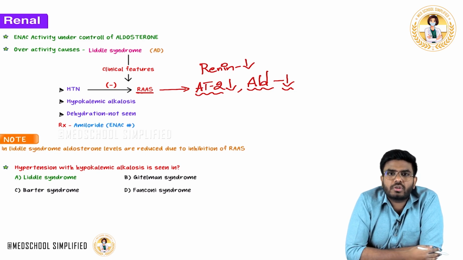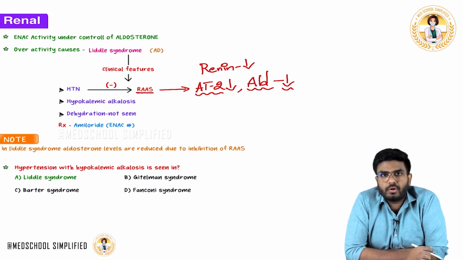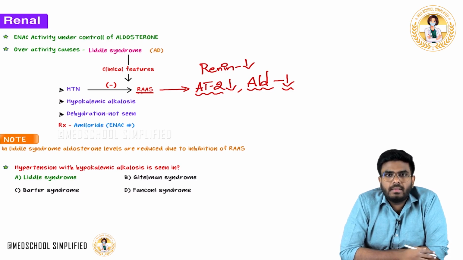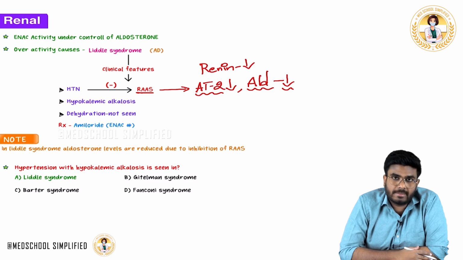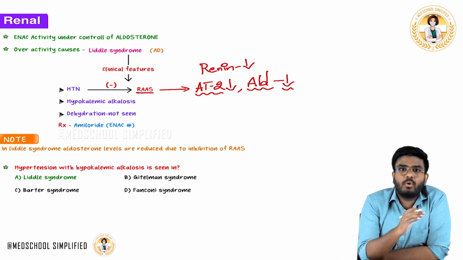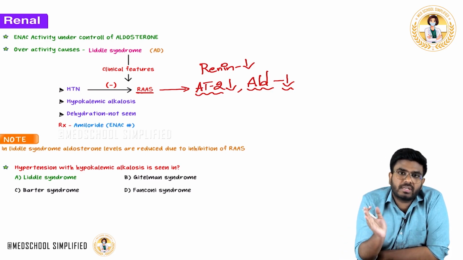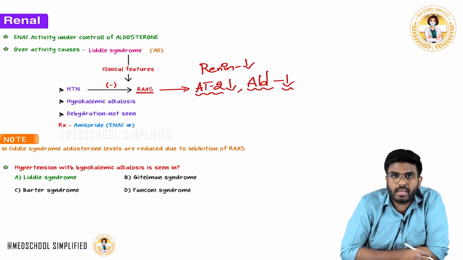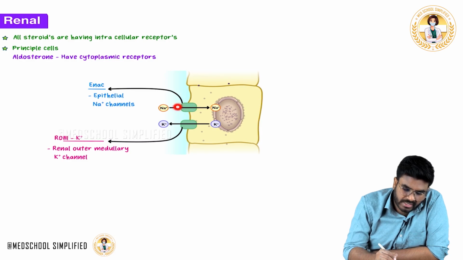Now we all know what aldosterone will do. It will excrete the potassium out of the body. But in this condition, aldosterone is not there. Yet more and more sodium is getting reabsorbed. Whenever more sodium is getting reabsorbed, more potassium needs to be excreted out. So more potassium excretion means the patient is going to become hypokalemic. Simple concept.